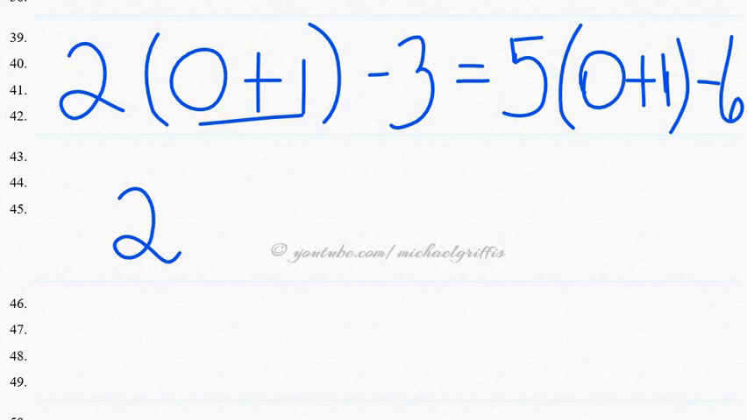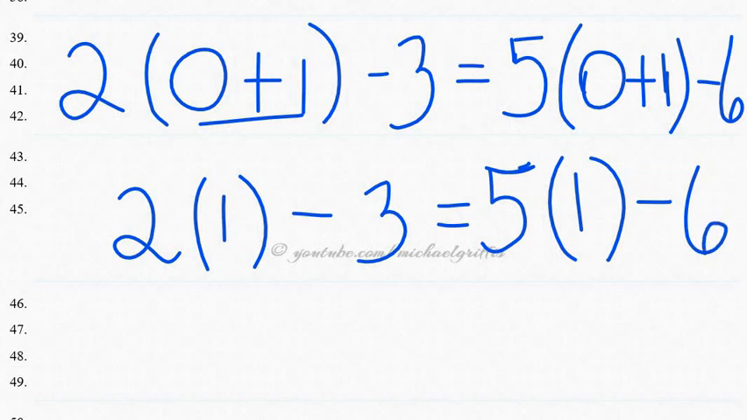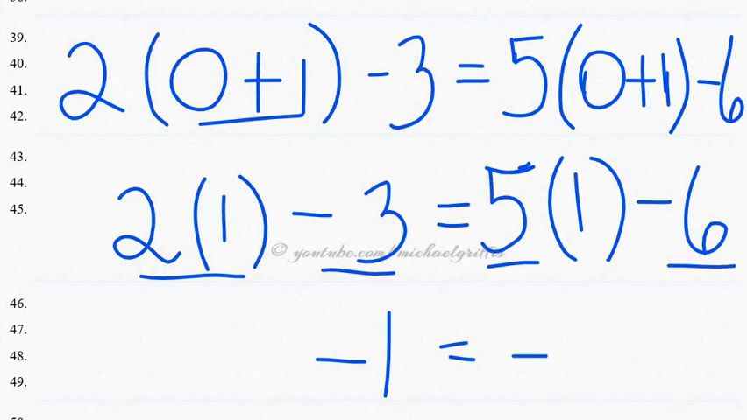So we end up with 2 times 1 minus 3 is equal to 5 times 1 minus 6. 2 minus 3 is negative 1. 5 minus 6 is also negative 1. So as you can see, the left-hand side is equal to the right-hand side, and our solution was 0.